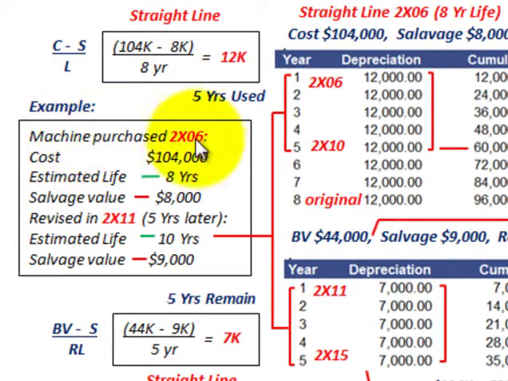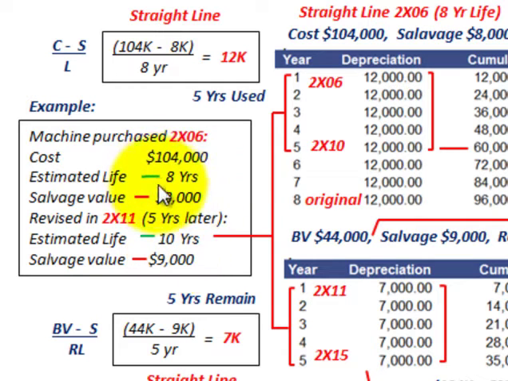We have a machine that we purchased here in year 20X06 at a cost of $104,000, and at that time we had an estimated life of 8 years, salvage value of $8,000 here. Now we come back here 5 years later in year 20X11 and revise the estimated life to 10 years, and it changes salvage value to $9,000.